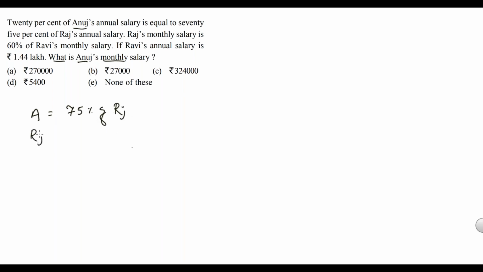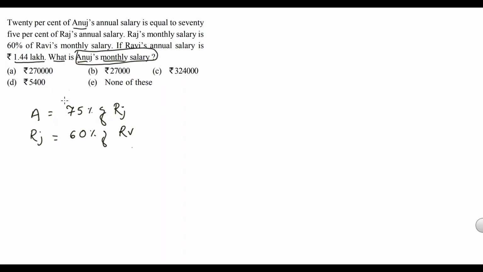Now let me take Raj's salary. See, here they mention Raj's monthly salary is 60% of Ravi's monthly salary. So Raj's salary is 60% of Ravi's salary. If Ravi's annual salary is 1.44 lakh, then what is Anuj's monthly salary? Means if I put the value for Ravi, I'll get Raj's value. And if I put that value for Raj, I'll get Anuj's. Now, instead of taking it as annual salary, let me take monthly salary, because finally I am finding Anuj's monthly salary.